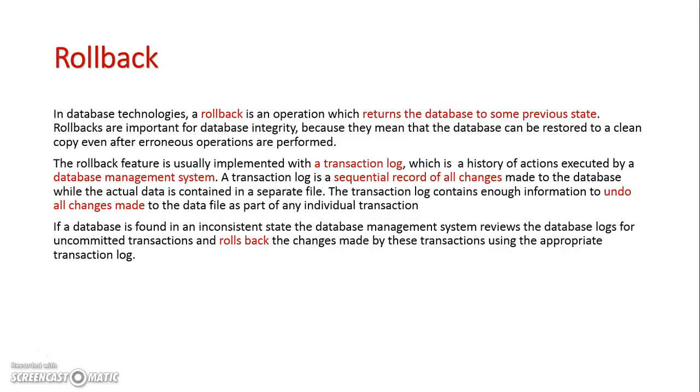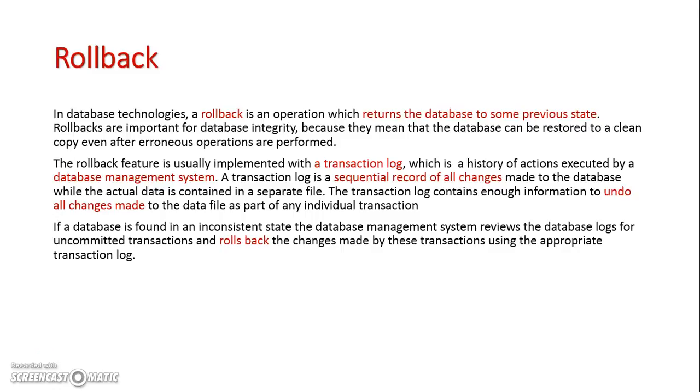Now, in order to do this rollback, we need this transaction log, which is a history of actions that have been executed by a database management system. So they're a sequential record and they list basically what changes have been made to a database. If an error does occur, we basically call up that transaction log and it can undo those steps that have been made. So it's important that the sequence is maintained so that it can be reversed.